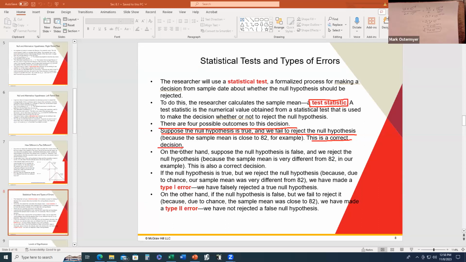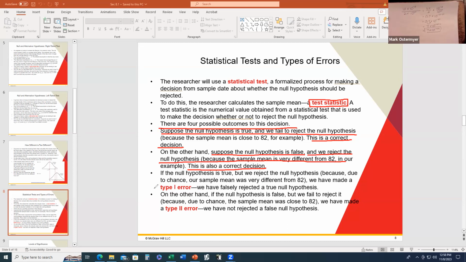Another possibility could be, suppose that the null hypothesis is false. Well, if the null hypothesis is false, then obviously to make a correct decision, we would want to reject the null hypothesis, reject something that's false. Suppose that sample evidence shows us that we are actually able to reject the null hypothesis. Would this be a correct decision? The answer is yes. That would be a correct decision because we're rejecting something that's false. That's a good thing.